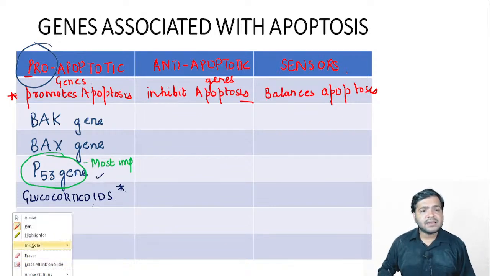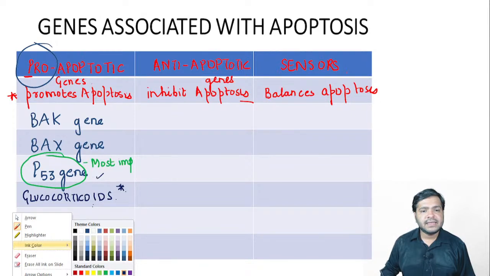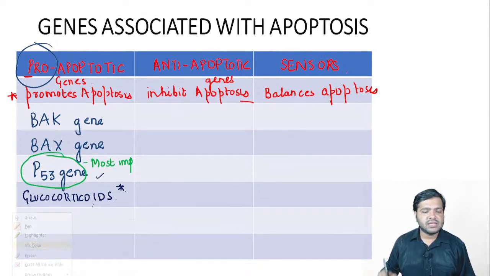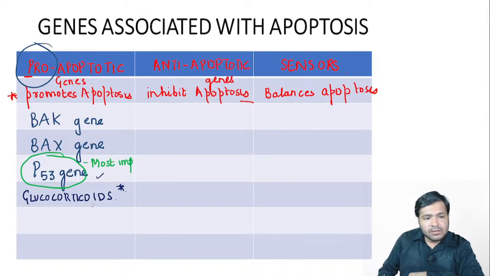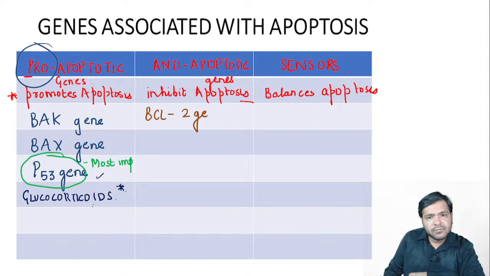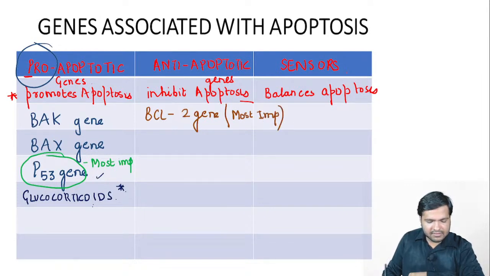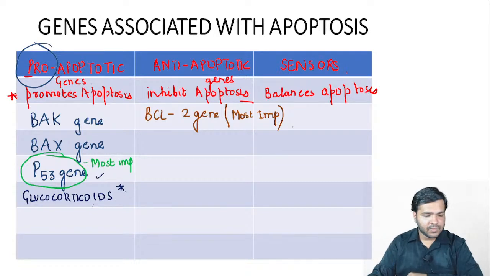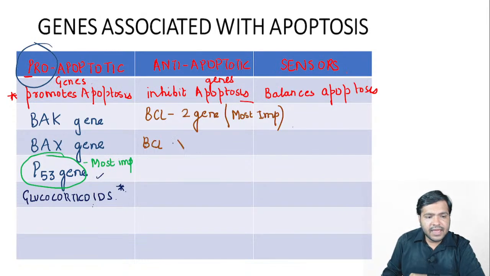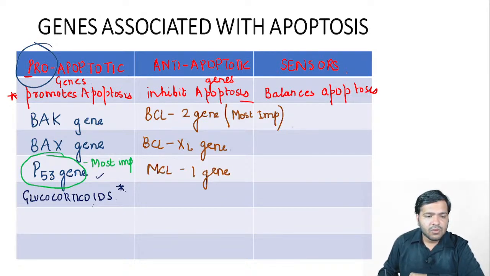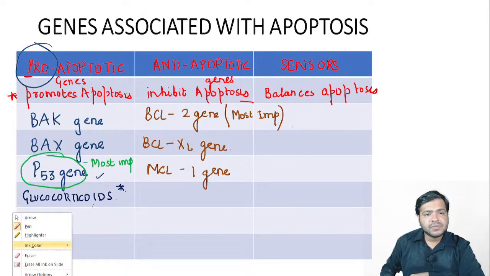Coming on to the next part, that is the anti-apoptotic genes. In anti-apoptotic genes, remember, the most important one is the BCL2 gene. Apart from that, remember, we have BCL-XL gene and MCL1 gene.